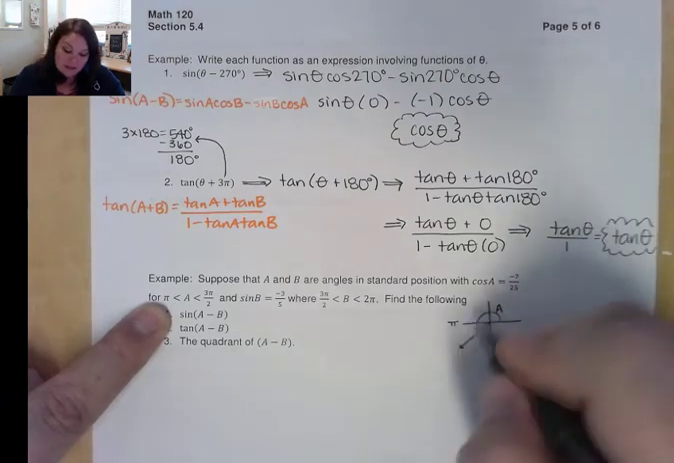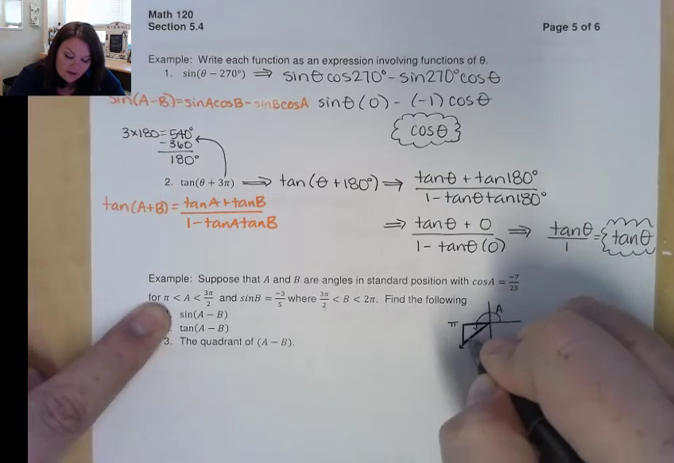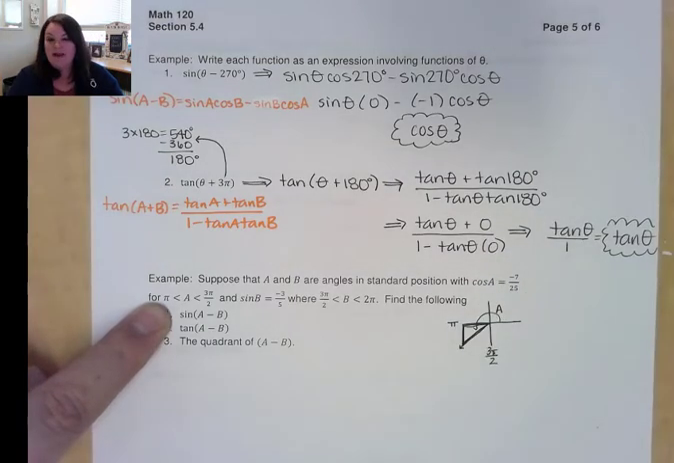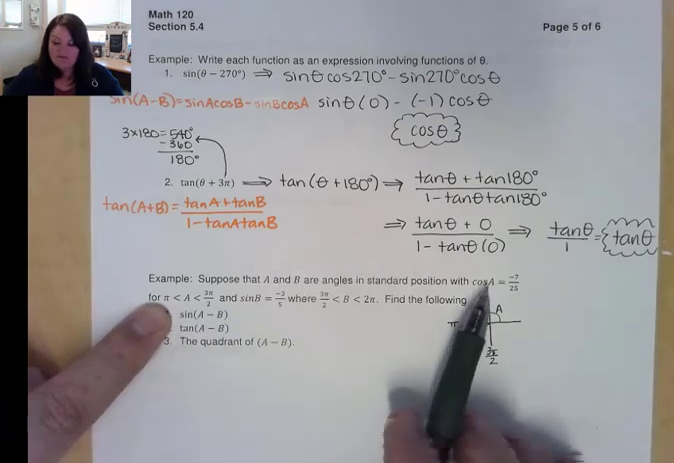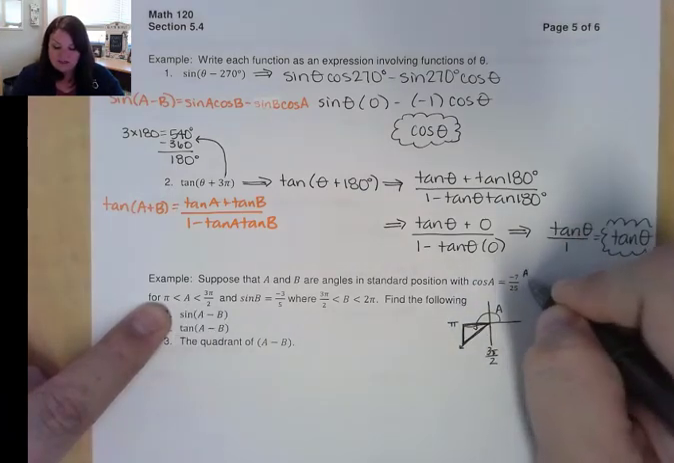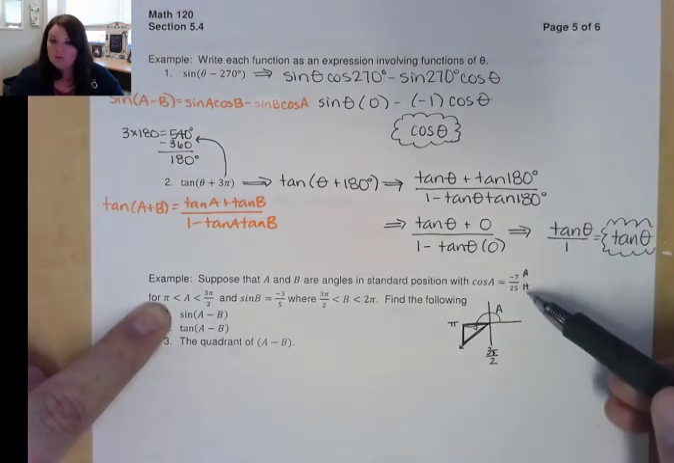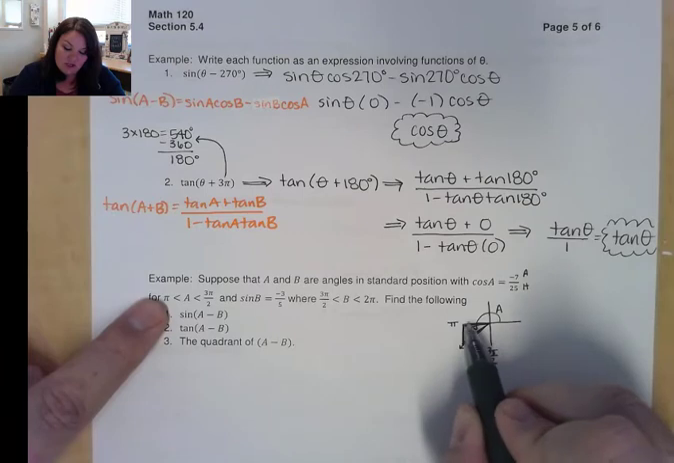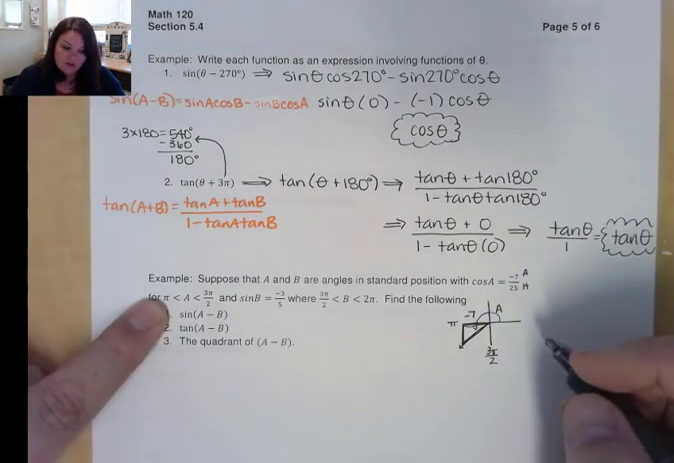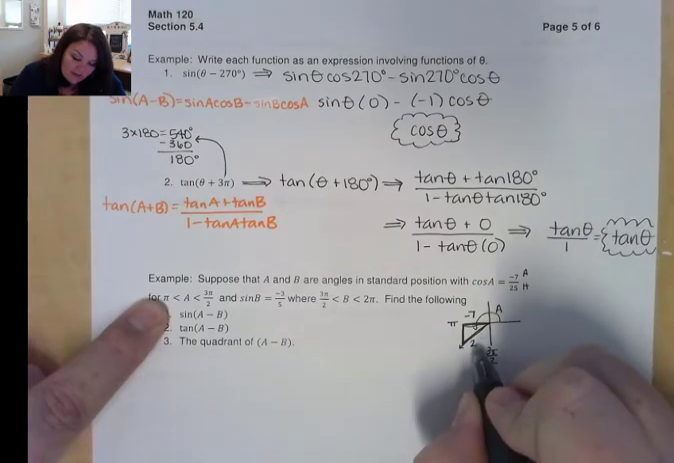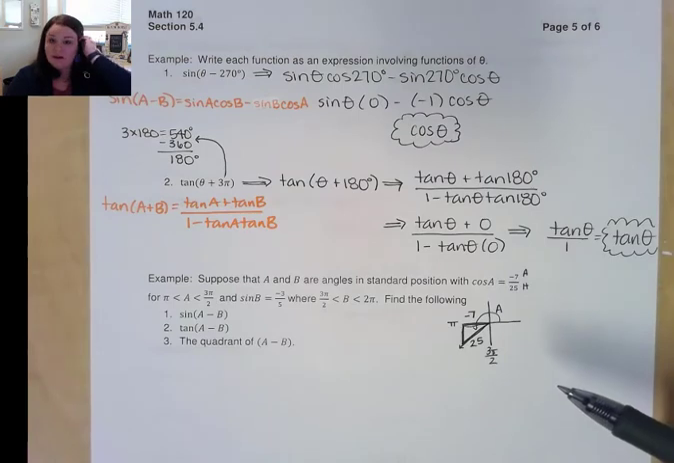So what I want to do is go ahead and create a reference triangle so that I can figure out everything I need to know about angle A. What they're telling me about angle A is that its cosine value, which is our adjacent over hypotenuse, is -7/25. So we know this adjacent side is -7. We know our hypotenuse is 25. The only side we don't know is this opposite side, or our y value, right?